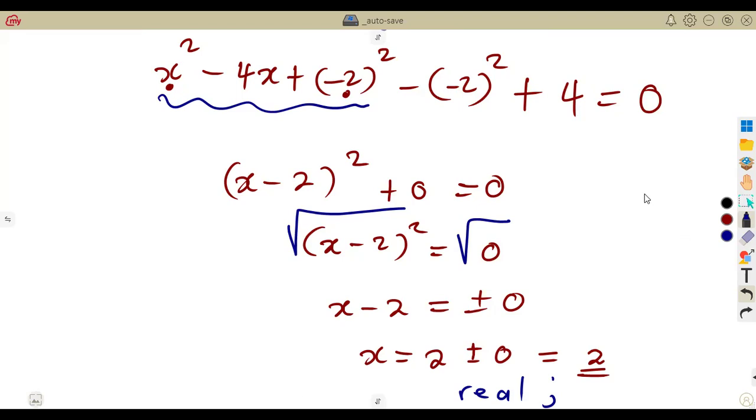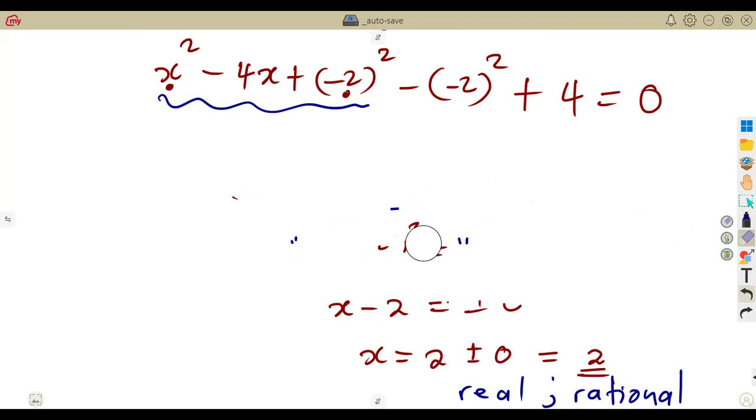2 is a whole number, which can be written as 2 over 1. That's a rational number, which can be written in the form of a over b. So we need to say our roots are real and rational. 2 is just the same as what? 2 over 1. It can be written as 2 over 1 as a fraction.